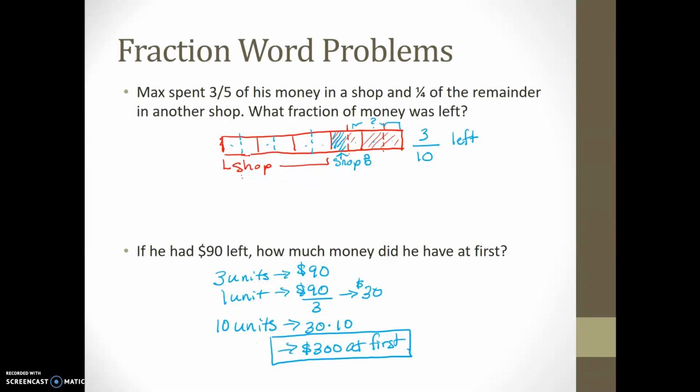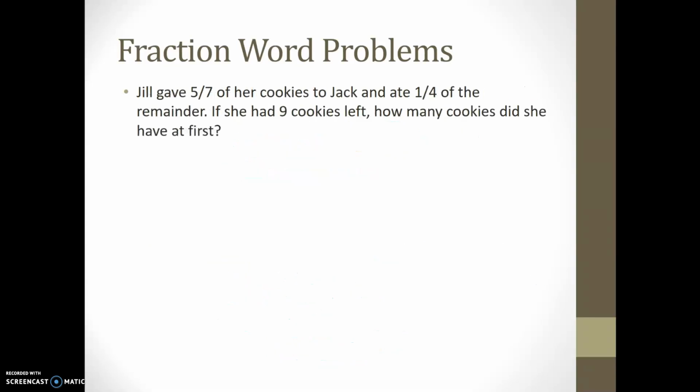All right, let's do another one. Jill gave 5/7 of her cookie to Jack and ate 1/4 of the remainder. If she had 9 cookies left, how many cookies did she have at first? This is a similar problem. You should give it a try before you come back and check.